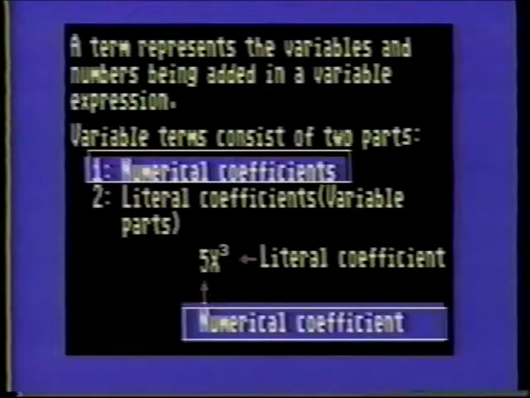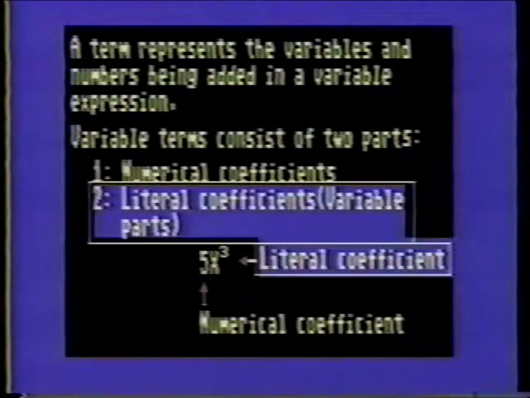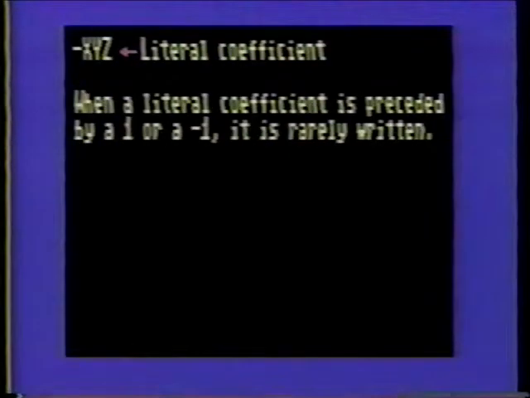spacing. A term represents the variables and numbers being added in a variable expression. Variable terms consist of 2 parts: numerical coefficients, which in this example is 5, and literal coefficients. X cubed represents the literal coefficient. Negative x times y times z.